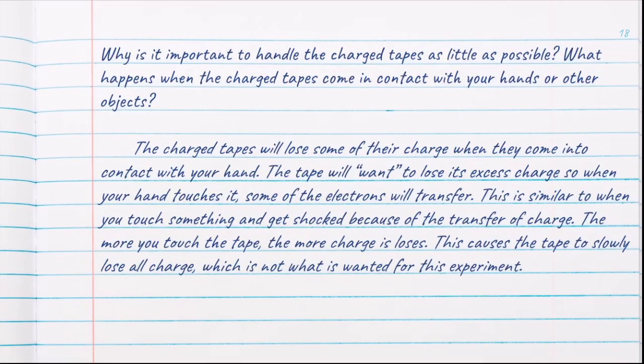It is important to handle the tapes as little as possible because every time you touch the tape, electrons will jump from the tape onto your hands, reducing the charge on the tape, and the more that happens, the less the tape will react, and the worse your observations will be because the tape is no longer charged.